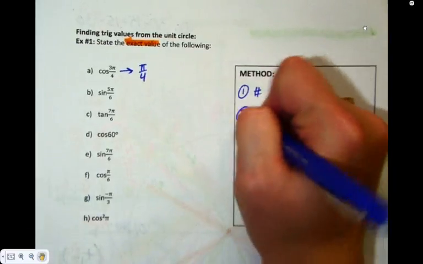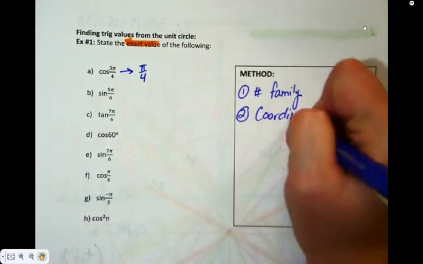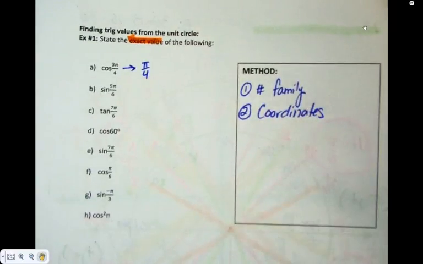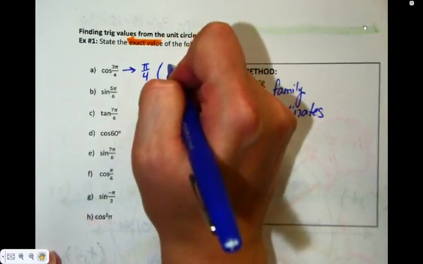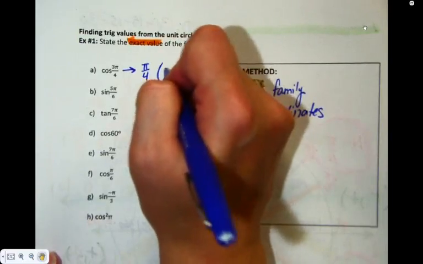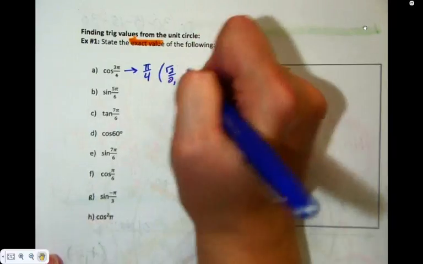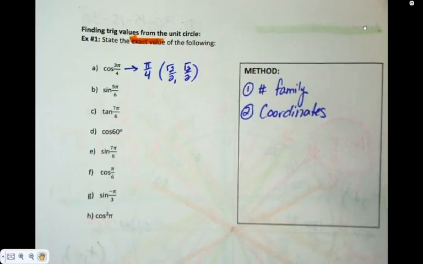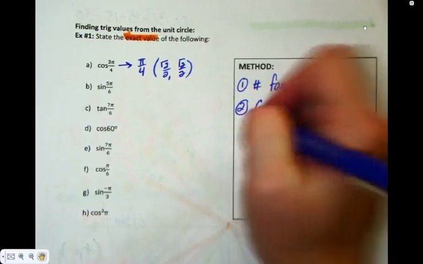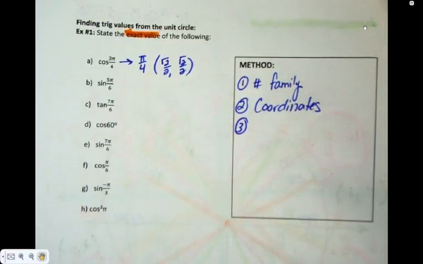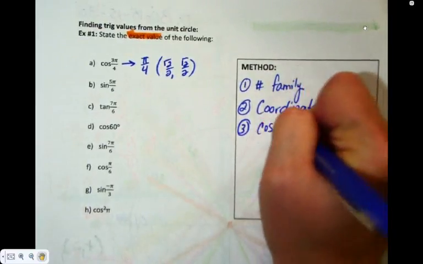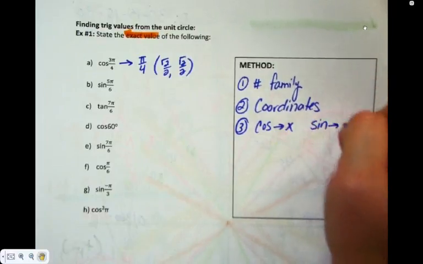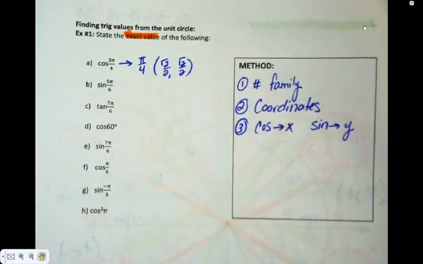Step number 2, I think about the coordinates. Coordinates of pi on 4: root 2 over 2 and root 2 over 2. Then if the question is asking for cos, I pick the x coordinate. If it's asking for sine, I pick the y coordinate. We'll get down to tan in a second.